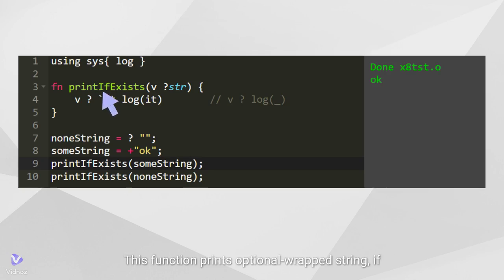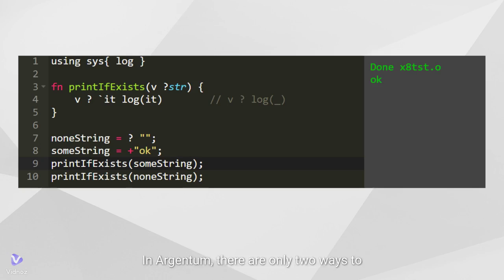This function prints optional wrapped string, if any. This is the work for the question mark operator. It checks for none and peeks inside. Its left operand is actually not a bool but an optional, and its right operand is a lambda with one parameter. So it checks if the left operand isn't empty, unwraps its value, and passes it to the lambda.